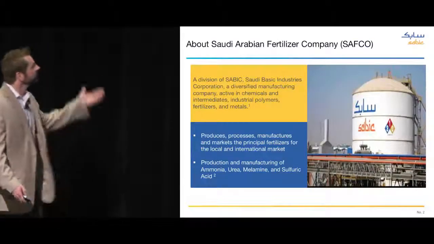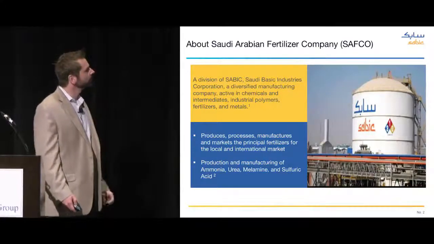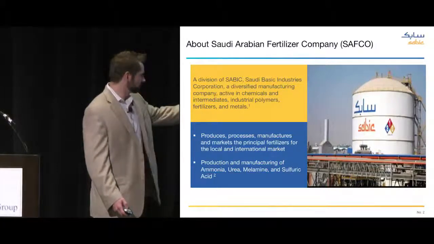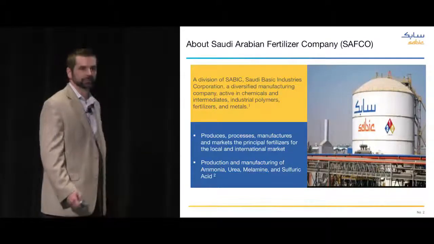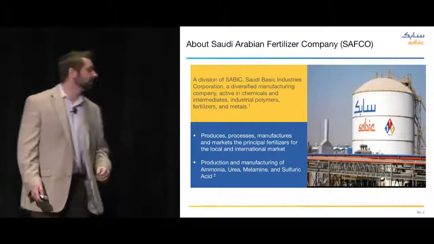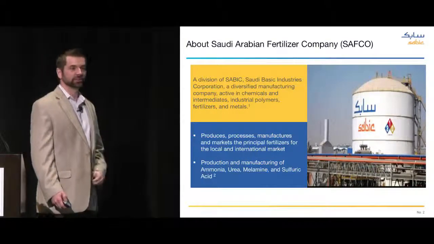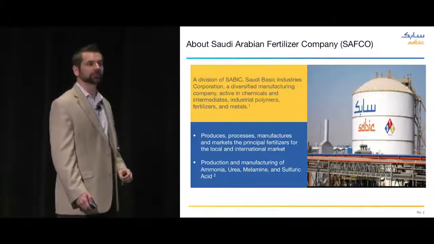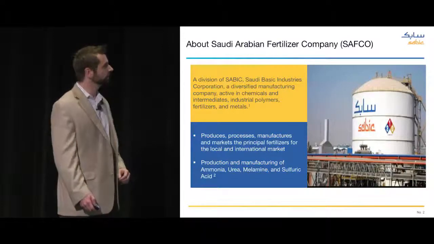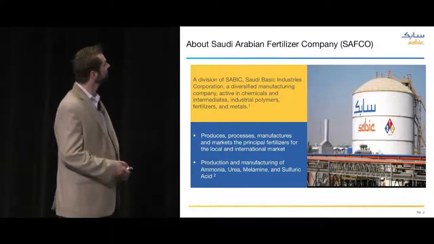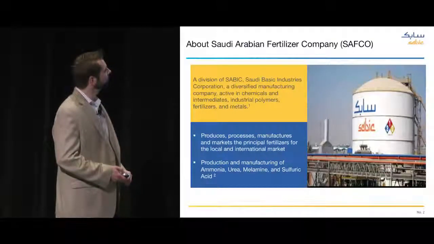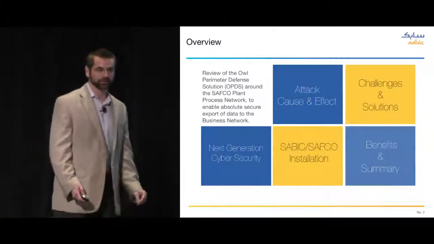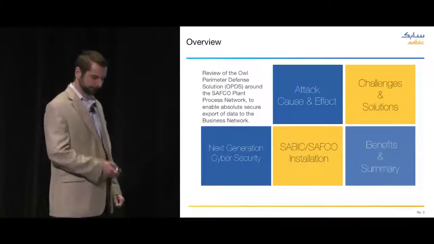Okay, so the Saudi Arabian fertilizer company, they're a large producer of, as you can see, some of the chemicals down below, some of the very volatile chemicals. As you can see, security in their process is very important. A hacker with any knowledge of their inner workings could do a lot of damage and cause a lot of destruction. So I'm going to talk about a case study of how they were attacked and how they contacted us for a solution and the solution we provided them.